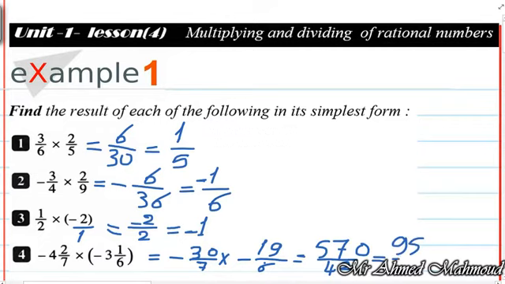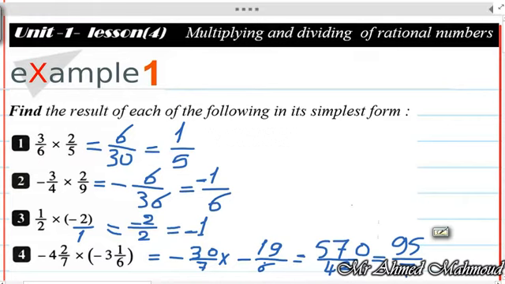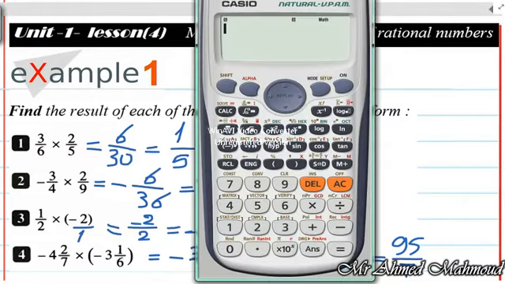95 over 7, or we can use the calculator: shift fraction, negative 4 and 2 over 7 times bracket negative shift fraction 3 and 1 over 6 equals 95 over 7.